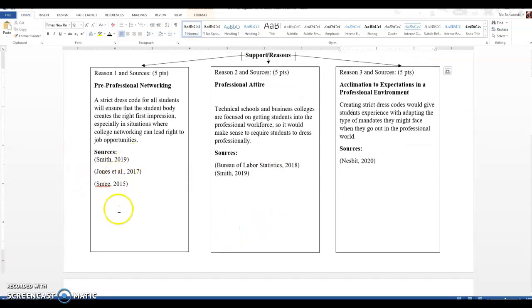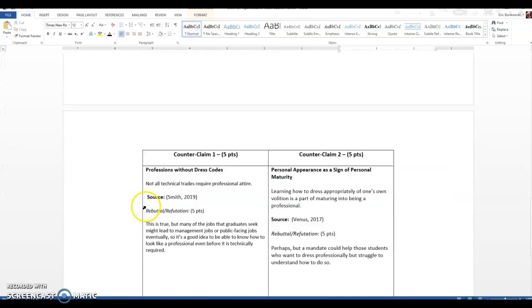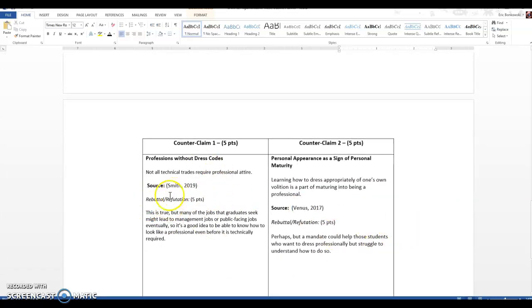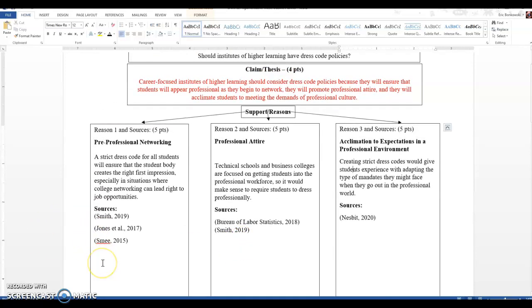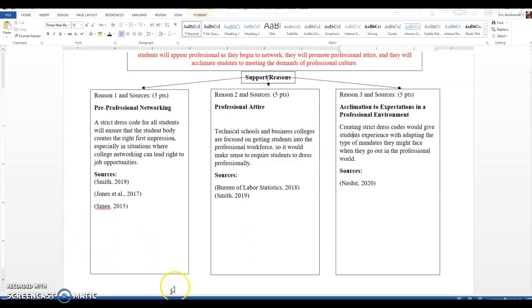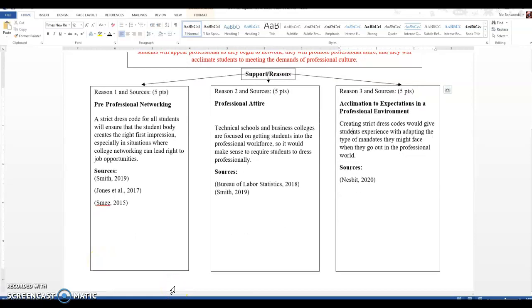For each of these, I have sources. You can see that some of the sources might be used in multiple places. This source may only be used here. Maybe I use one of the sources down here. You want to have sources for each section. And try and get, there's only one here. I would recommend trying to get at least two, even if you use an article in multiple places, that's fine, but try to get 2 or 3 for each section.